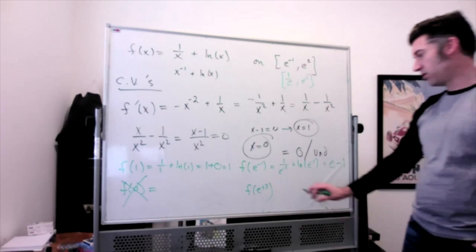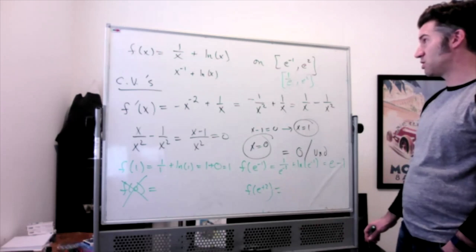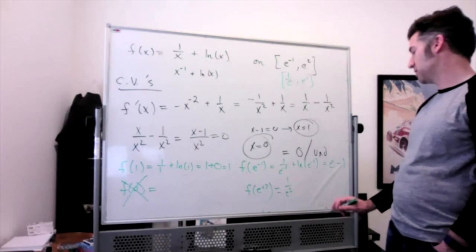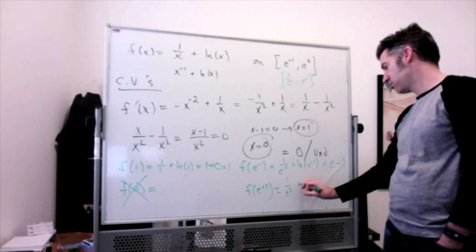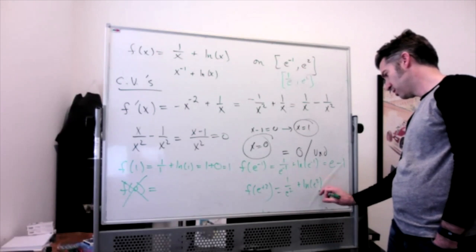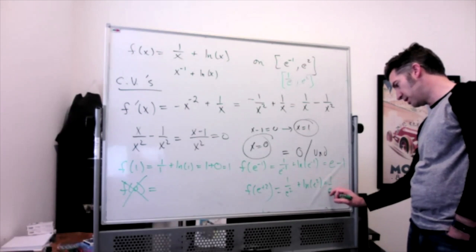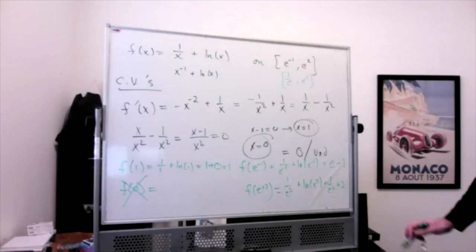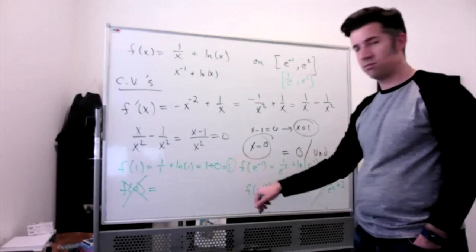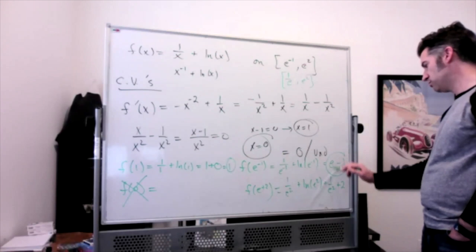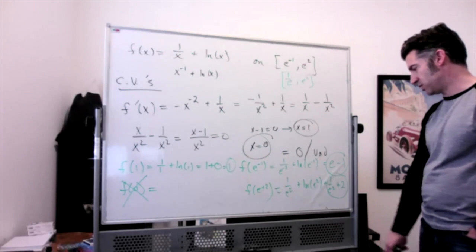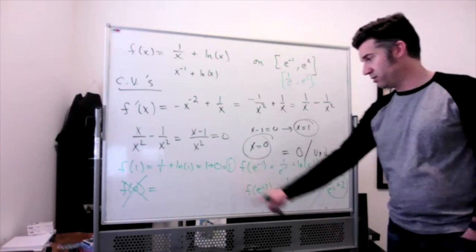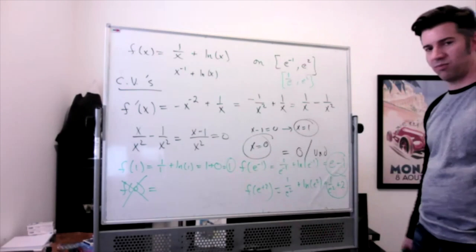Same idea here. f of e squared is going to be 1 over e squared plus the natural log of e squared, which is going to be 1 over e squared plus 2. All right, so here are my numbers. My numbers are 1, e minus 1, and 1 over e squared plus 2. Which of those is the smallest? 1, e minus 1, or 1 over e squared plus 2?